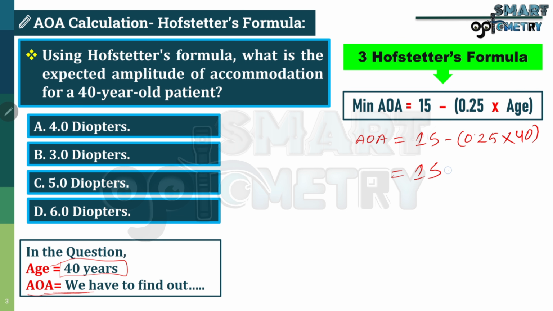15 minus, if we multiply 40 by 0.25, then it will become 10. Now if we subtract 10 from 15, it will become 5. So the minimum amplitude of accommodation for a 40-year-old patient is 5 diopters. Thus option C is the correct answer. Now I have a practice question for you in the next slide.